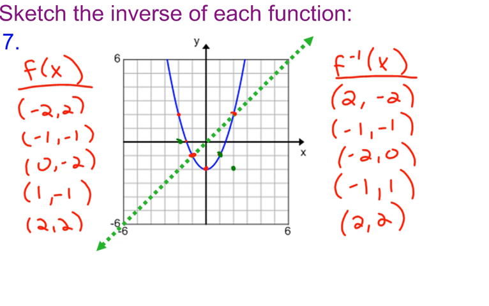negative 1, 1. Oh, look at this. I plotted that first one wrong. That looks better, huh? And then 2, 2. So as you can see, hopefully you realized from our last one we did, like this, we have a sideways parabola, which is not a function. But with all this mess, if I fold along that green line, they still line up.